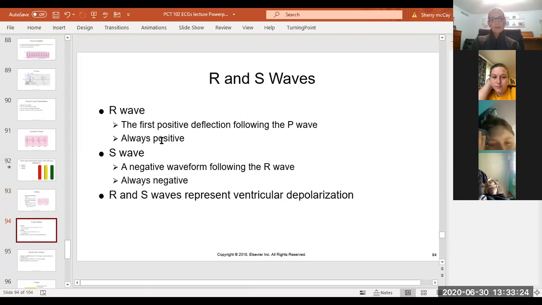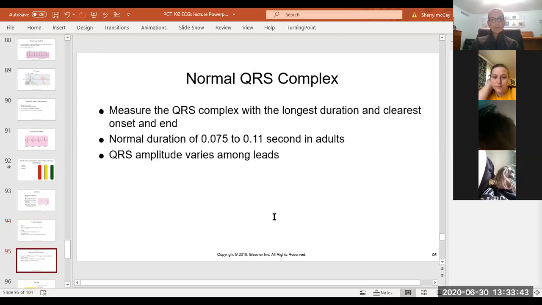The R wave is going to be the next positive deflection, okay? And it's supposed to be always positive. The S wave is the next negative waveform, and it's always negative. The RS represent the ventricular depolarization. We talked about that before. The QRS complex has the longest duration and clearest onset and end.